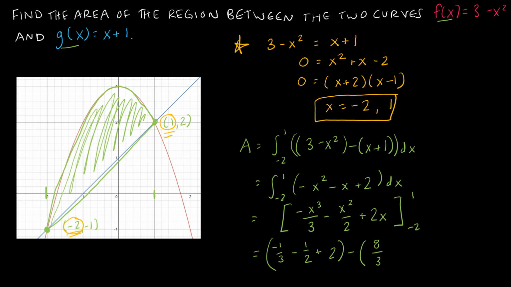-2 squared is +4, but it's subtraction, so it's -4/2, which is 2. And then -2 times 2 is -4. I'm kind of out of room here, but when I combine all of that together, I get 4 1/2. So again, that's the area between those two curves. That added extra step is just to find the limits of integration.